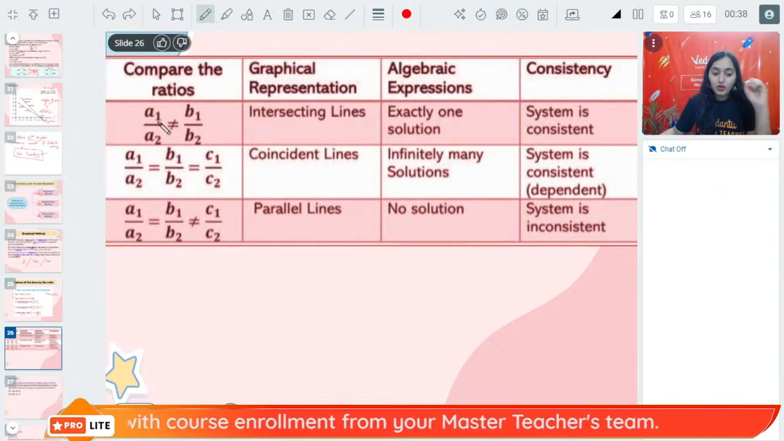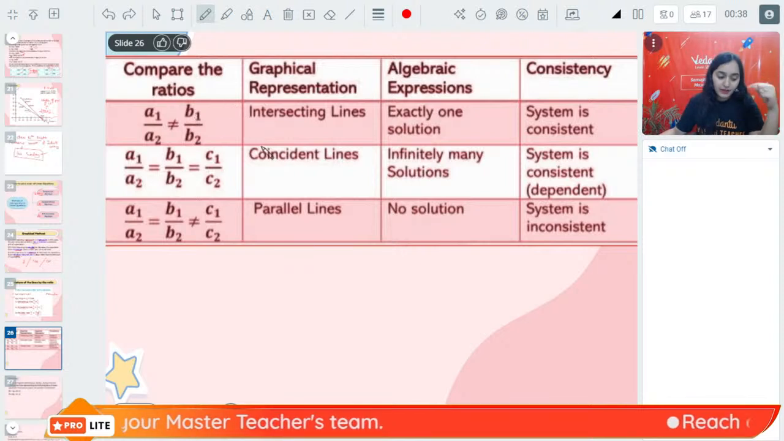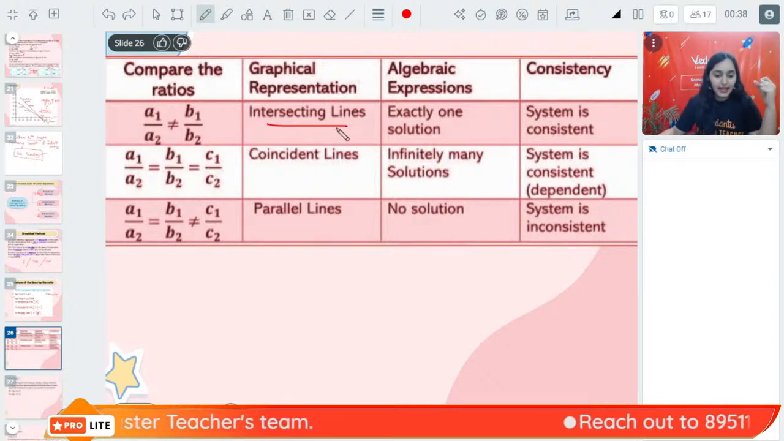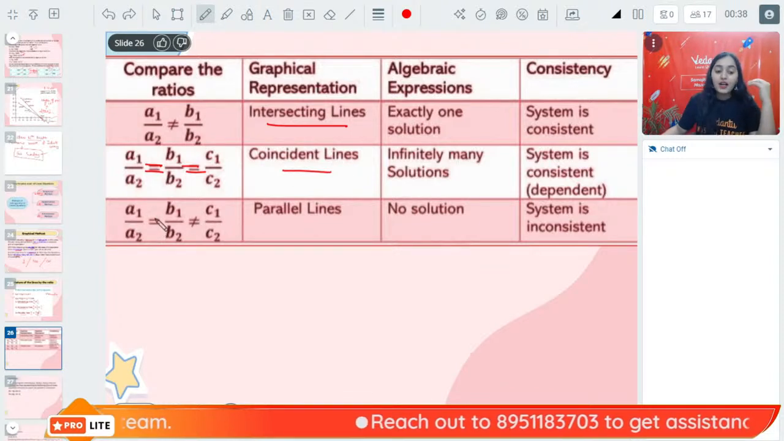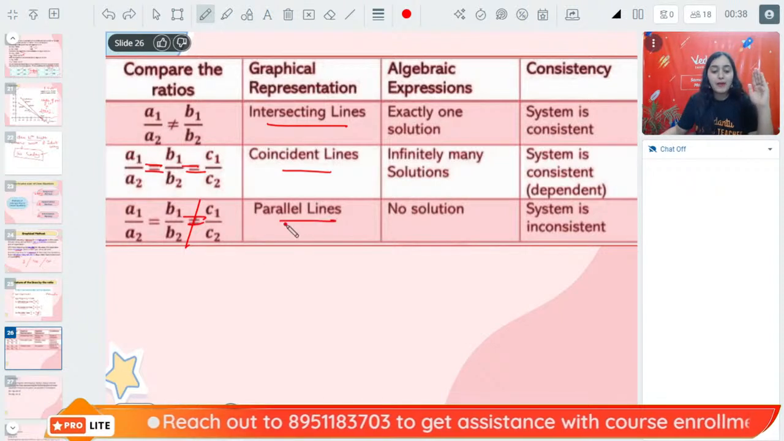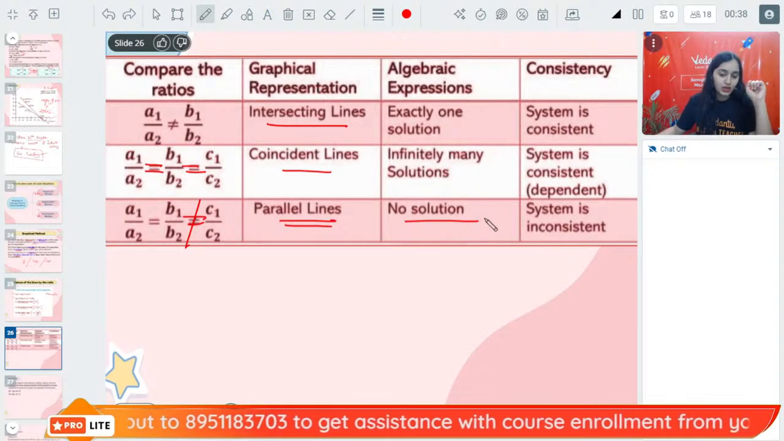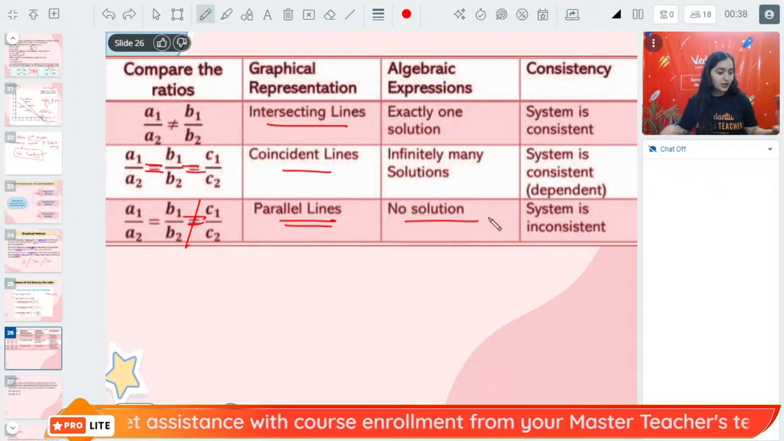Okay, let me summarize it once again. If you know the coefficients of x and y, just compare them. If a1 upon a2 is not equal to b1 upon b2, then intersecting lines. If they are equal, coincident lines. If a and b ratios are equal but not equal to c, then they are parallel lines and they have no solution. Understood till here?